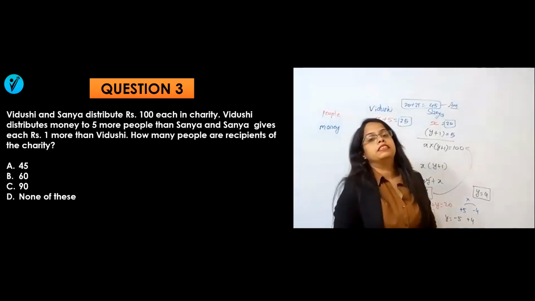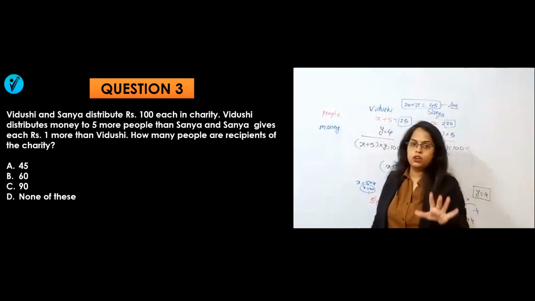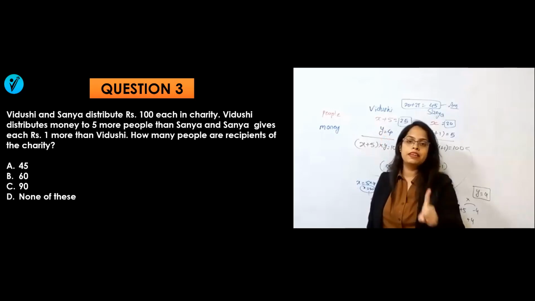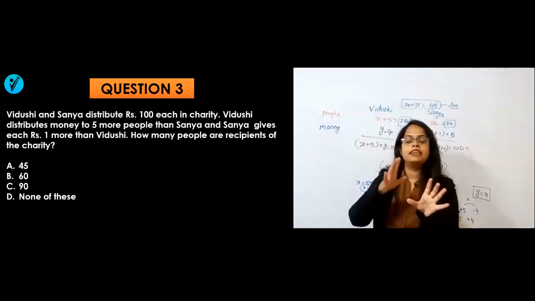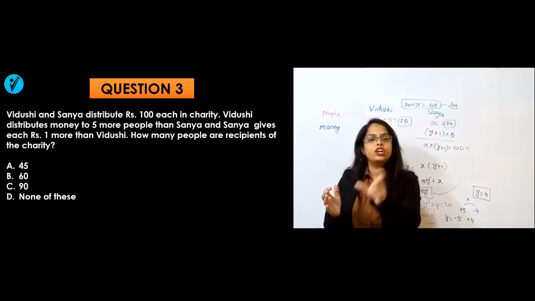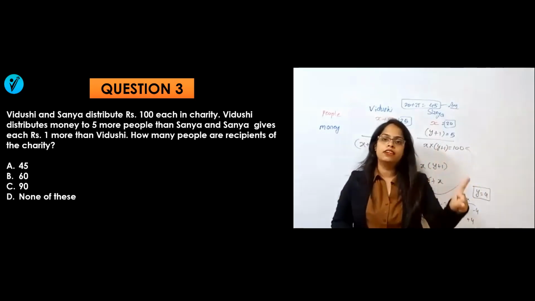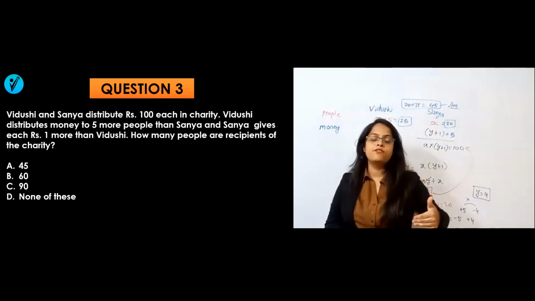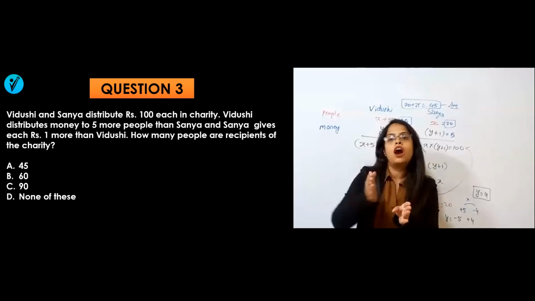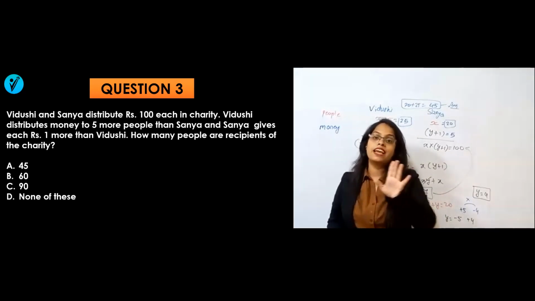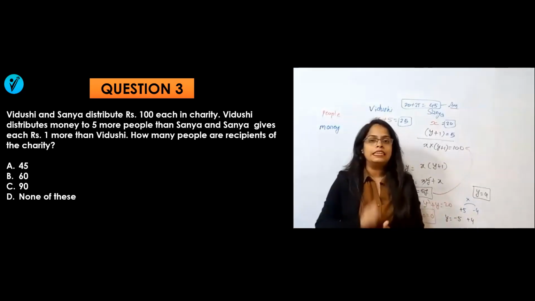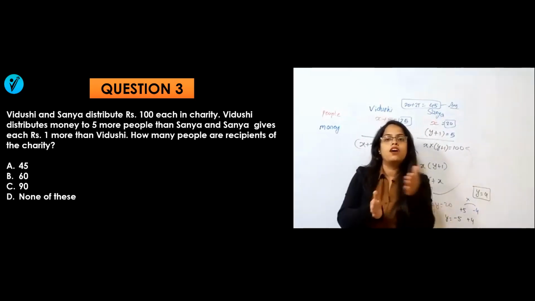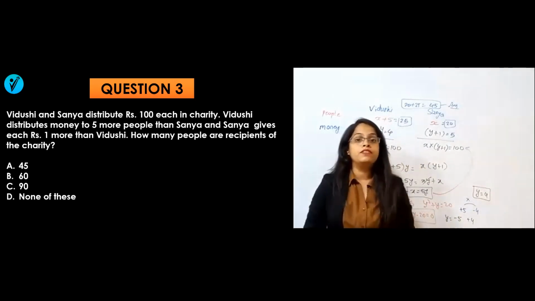But you can use the option method here. We know that 5 people are more. So if I am taking option A, 45, with 5 extra people, if I subtract 5 it is 40, and if I halve it, it is 20. That means one distributed to 20 people and the second to 25 people. If you take 60, subtract 5 to get 55, half of it is 27.5. People cannot be 0.5. Similarly for 90, minus 5 is 85, half of it is 42.5, which is not possible.